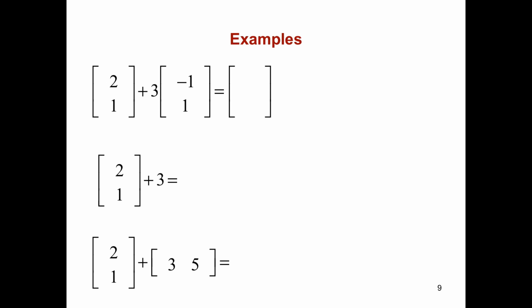What did we do for the first one? Yes. So it's 2 plus 3 times minus 1. In the first position, this gives me -1. And 1 plus 3 times 1 in the second position then gives me 4. How about the second one? I don't think that's possible. It's not possible. Technically, I have 2 different objects and I cannot add them together formally.